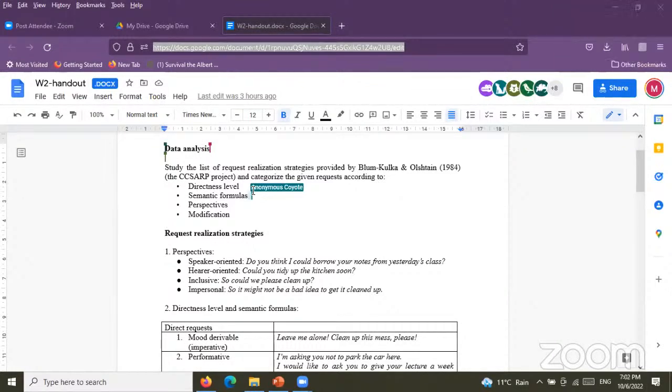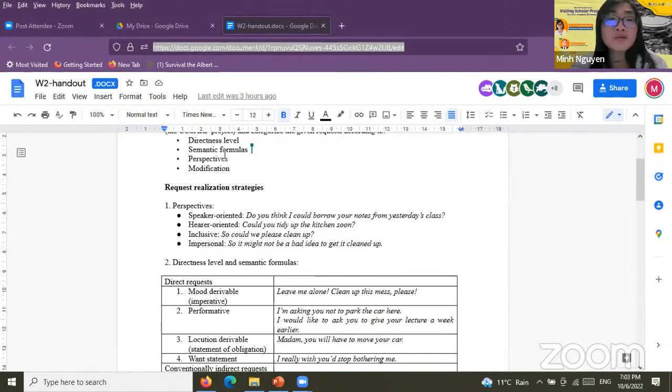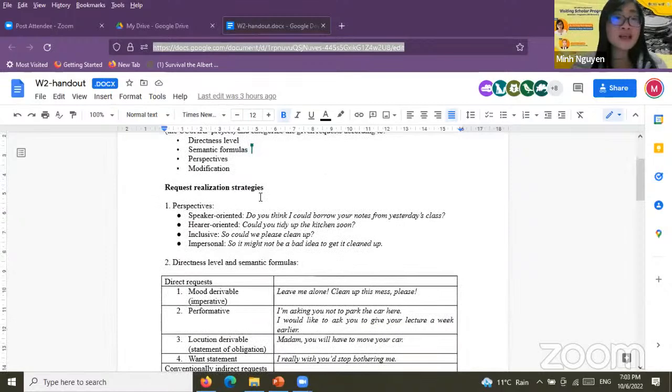But in languages like Russian, or in my language, Vietnamese, people prefer to use directness like imperative forms, and they try to express politeness using other kinds of linguistic devices. But they prefer directness. So directness is important. And then we look at semantic formulas. Semantic formulas mean semantic devices that people use in order to realize their pragmatic intents, to express their pragmatic intents.